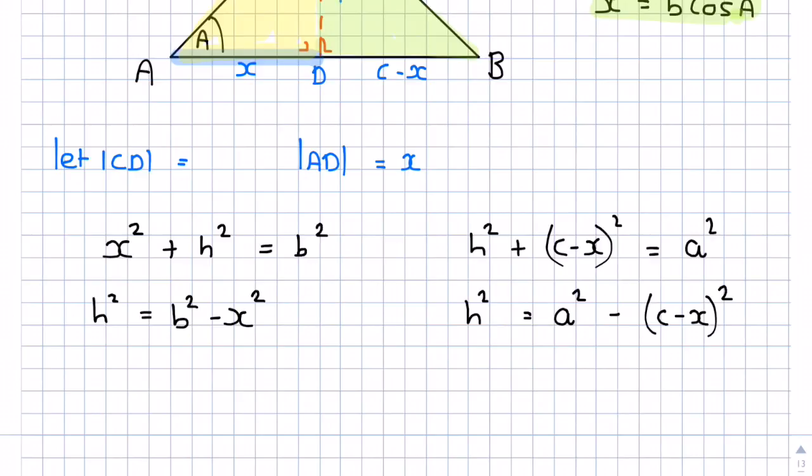Remember, on the left we're saying H squared is one thing, on the right we're saying H squared is another thing, but they represent the same H because it's the side of a triangle. So that means these two sides are equal and we can equate them. B squared minus X squared is equal to A squared minus (C minus X) squared.